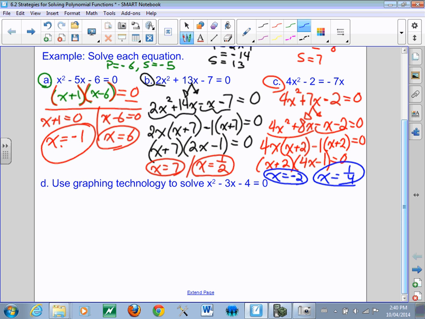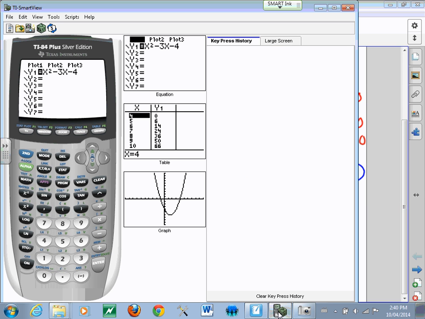All right. D, use the graphing technology to solve x squared minus 3x minus 4. So I'm going to just flip over to my graphing calculator. Please note I've gone to y equals and I've entered the equation in. I'm going to press graph, and I can visually look here and see that, hey, I've got an intercept there at -1 and 4.